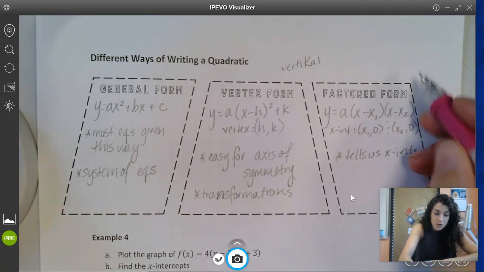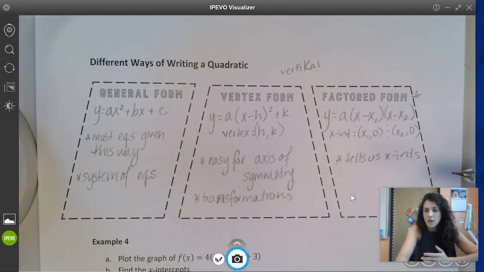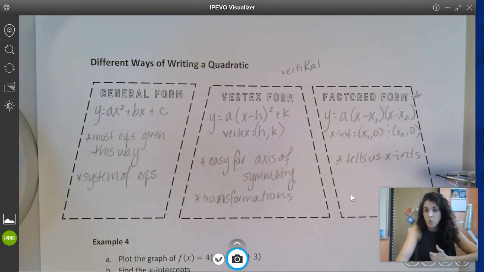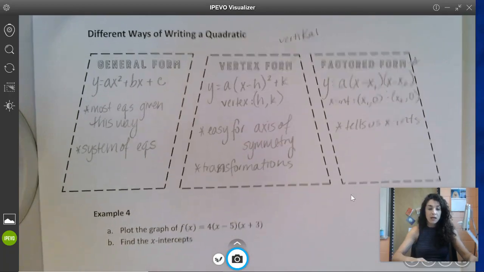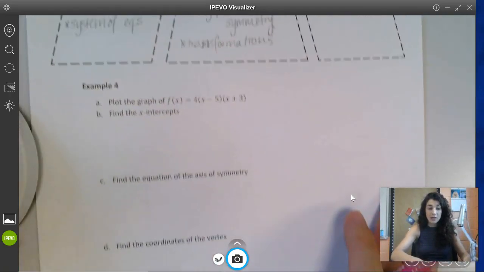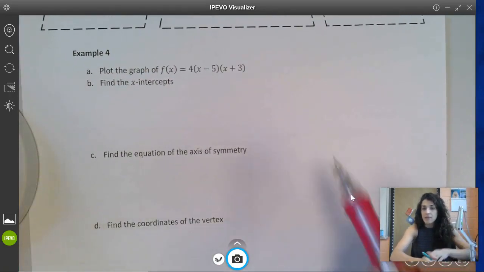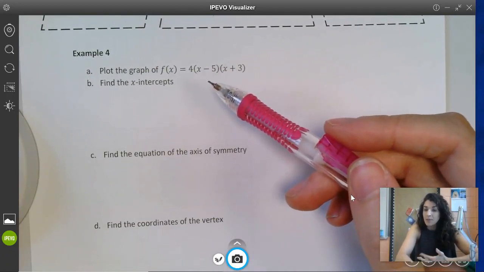This form is the one that I see the most on tests where I'm like, oh, that's really easy to answer this question. Like, what are the x-intercepts? And it's already in factored form, like you'll see an example for. This is probably the most easily missed shortcut question that I see. And so a lot of students will plot it on their calculator and then solve for x-intercepts that way, when it's just right there in the problem. And that's okay.